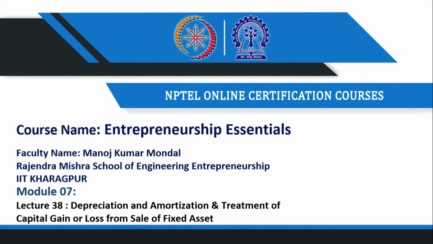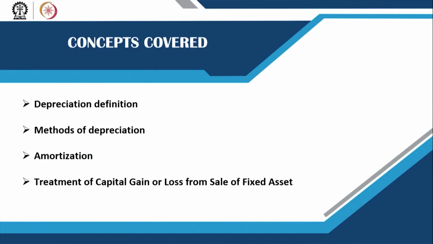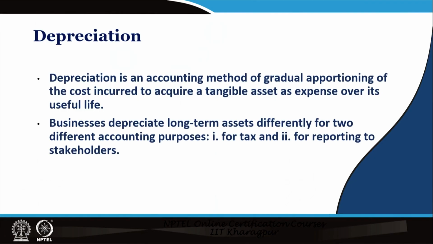So, the topic is depreciation and amortization and treatment of capital gain or loss from sale of fixed assets. We will start with the definition of depreciation, then methods of depreciation, we will discuss amortization and treatment of capital gains or loss from sale of fixed assets.